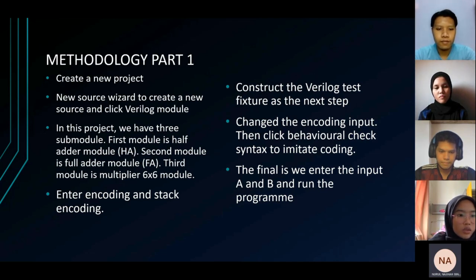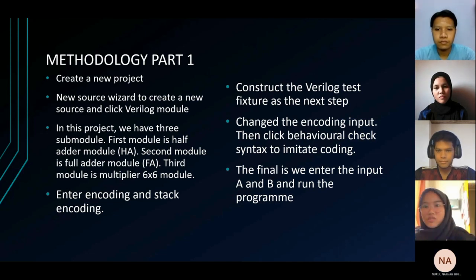Then enter the coding and state encoding. Next, we construct the Verilog test fixture as the next step. Then change the coding input, then click behavior, check syntax to initiate coding. And lastly, we enter the input A and B and run the program.